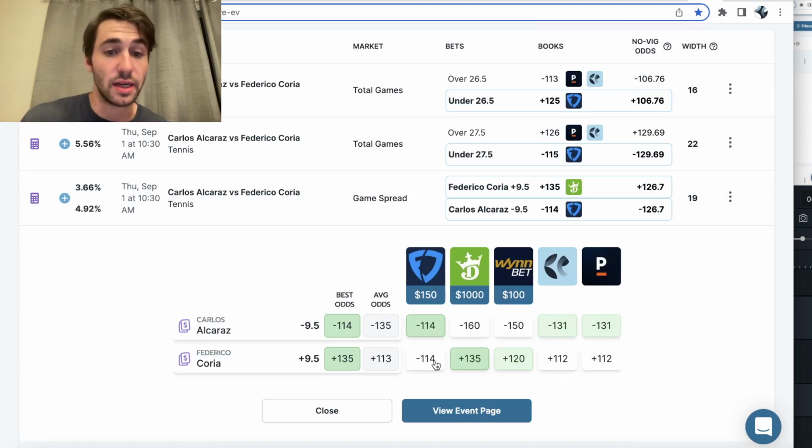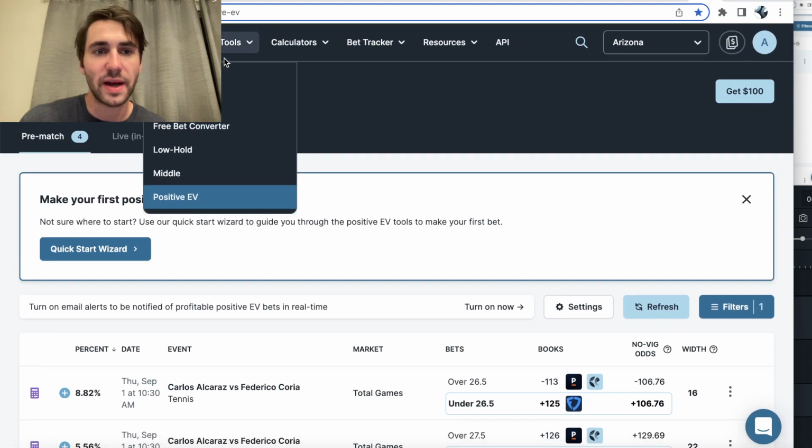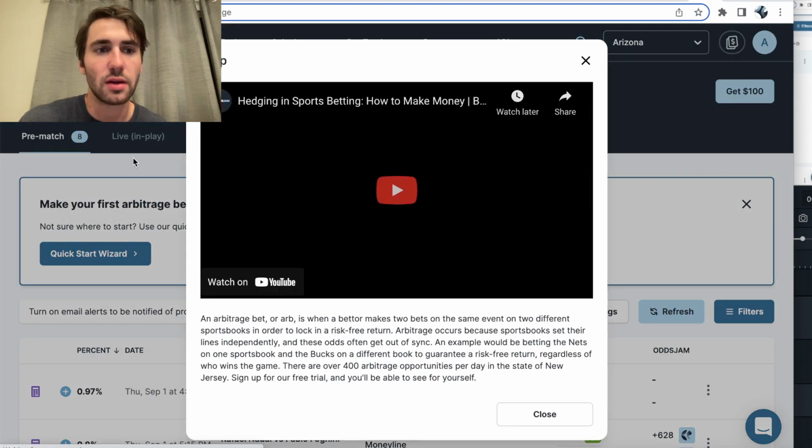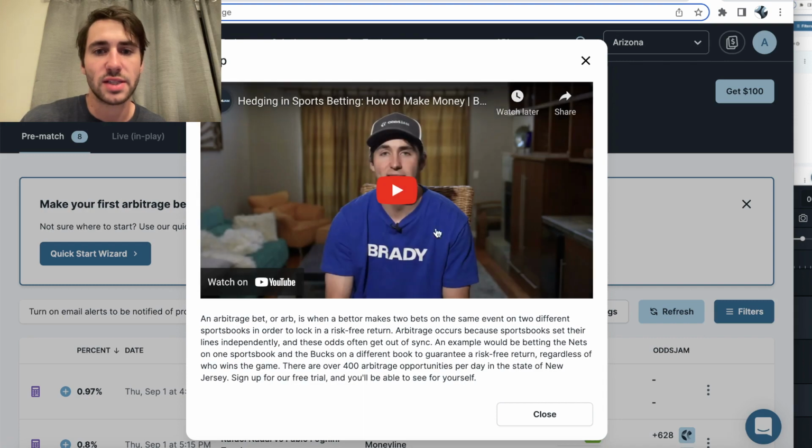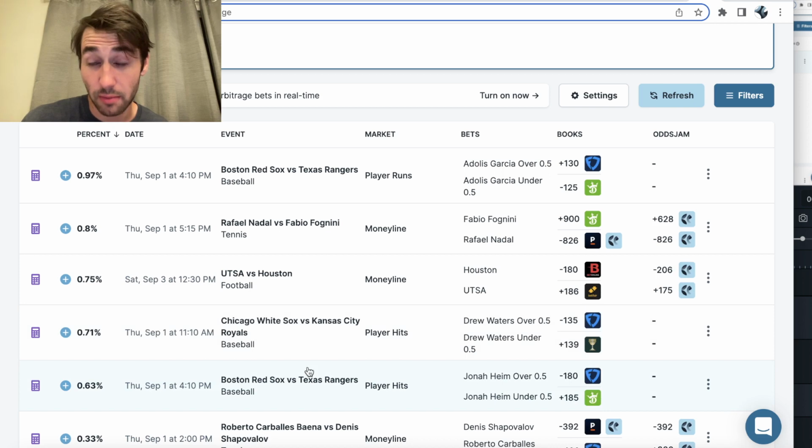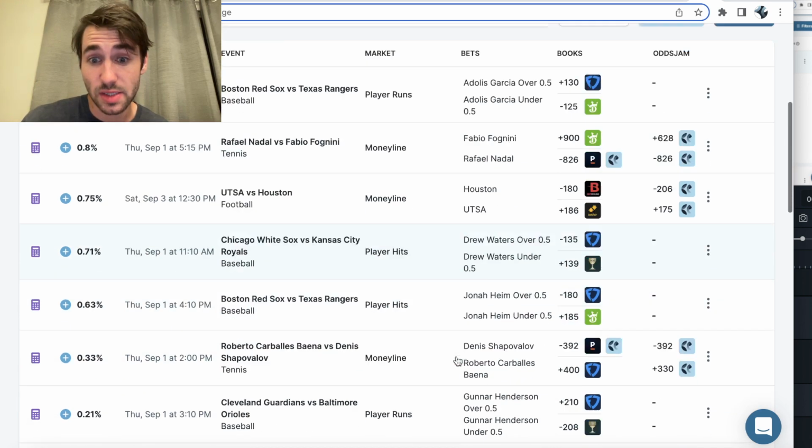And also, by definition, one of these bets has to be profitable. You could arb this -114 with this +135 or this +120. On FanDuel, you only need to bet 114 to win 100 on Carlos -9.5. On DraftKings, you're betting 100 to win 135 in profit on Federico +9.5. So this is an arbitrage bet. Arbitrage bets are opportunities you can learn about on OddsJam. Just hit this little help button, and there's some great information on how you can make risk-free money sports betting due to discrepancies in sportsbook odds.